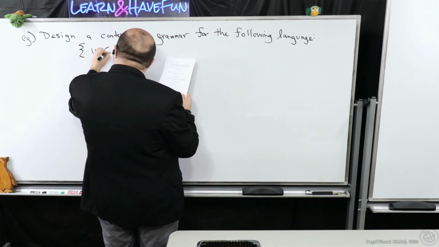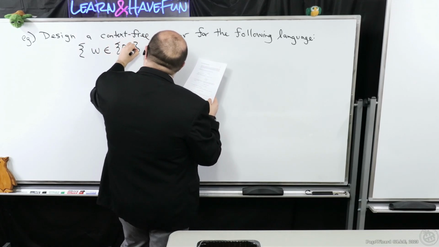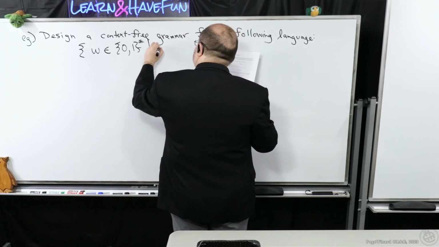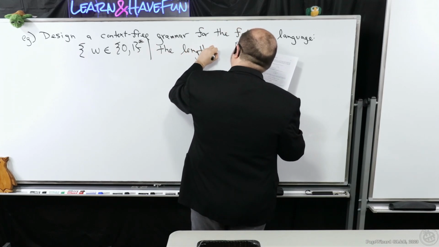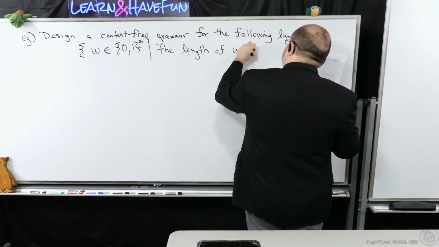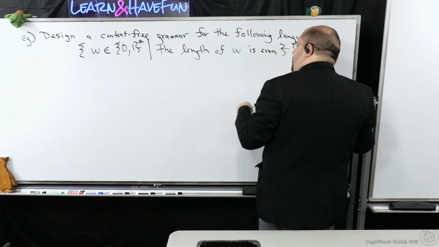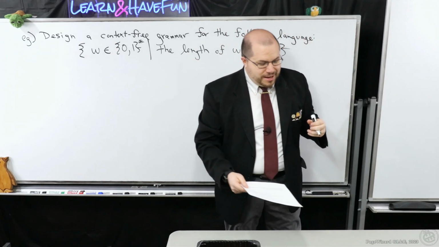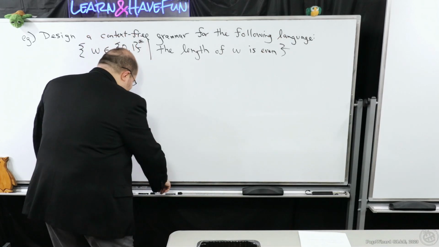Suppose I give you a string w. It's going to consist of zeros and ones, so it's a binary string, and I look at the length of the string. I want to know if it's even or not. It belongs to this language if the length of the string is even.